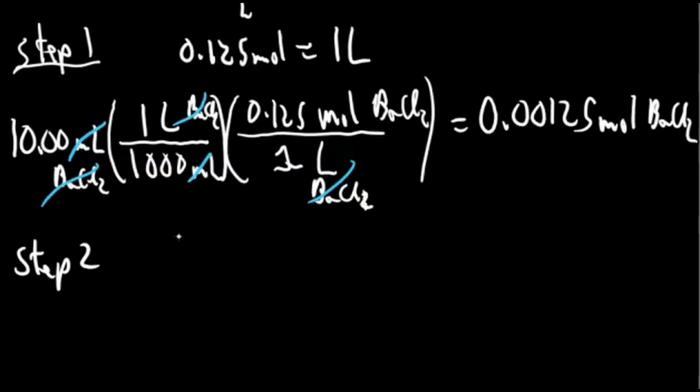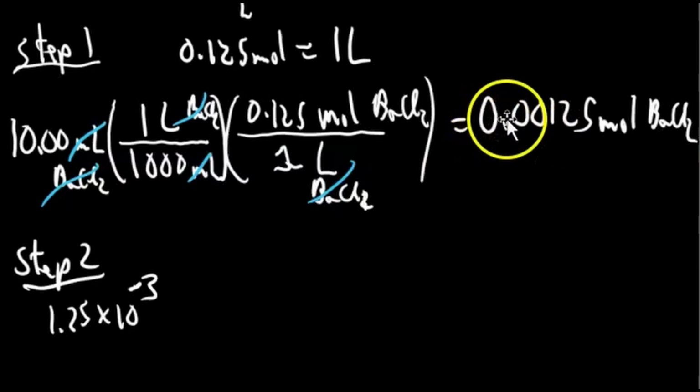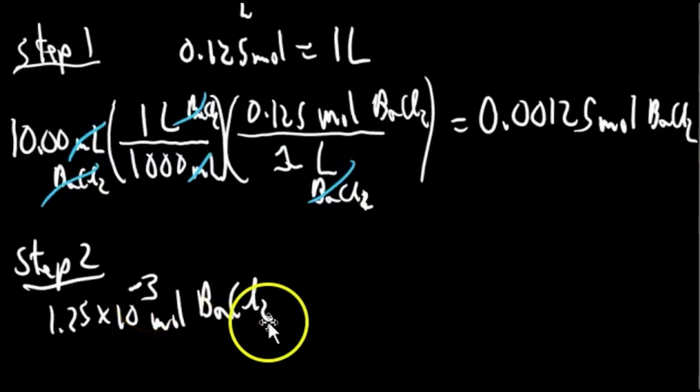Okay, step 2, we have moles of our given, we want moles of our desired, so we'll start with our answer from the previous step. I'm going to write this in scientific notation, 1.25 times 10 to the negative 3, because you got to move this decimal over 3 times, and this is a small number, so negative 3. Moles of BaCl2. Step 2 is where you really want to make sure you're writing moles of BaCl2 here. And we want moles of our desired.